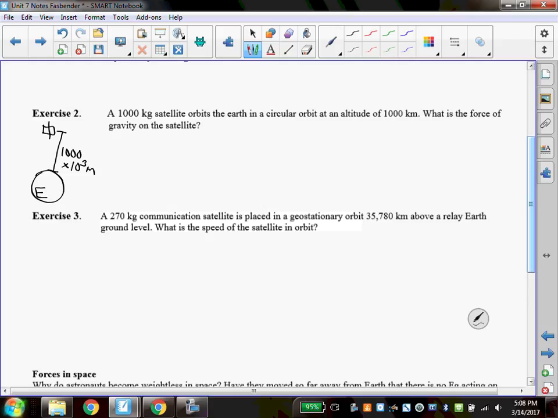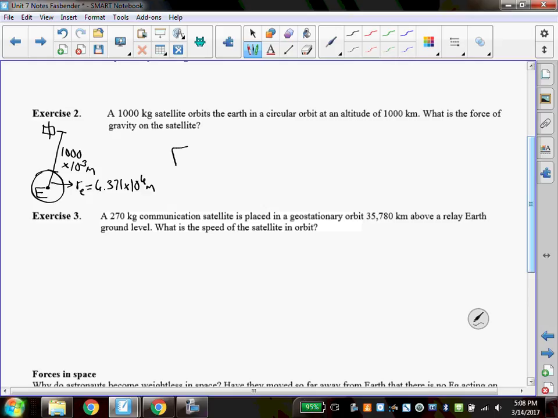We are going to have to add to that the radius of the Earth, because we are going to want to use the center-to-center separation if we are going to use the universal law of gravity to solve this problem. So the radius of the Earth, again, I'm not going to give it to you because I'm going to assume that you know this, is 6.371 times 10 to the 6th meters.